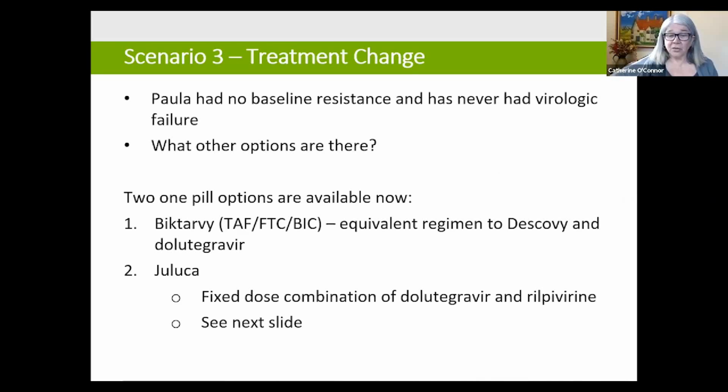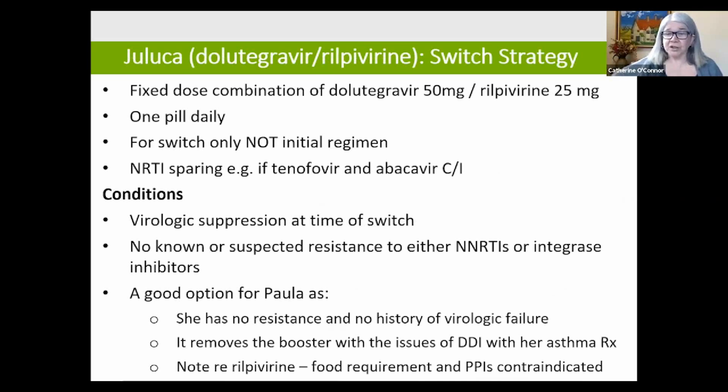And the other is Juluca, which is a combination of dolutegravir and rilpivirine. Now, we can use fixed dose dual strategies in some situations. We can use it as a switch when somebody is virologically suppressed, but we will never use it as first line in initial treatment. It's 1 pill daily. It's a switch, not initial treatment, and it is NRTI sparing. So we're not using any drugs such as tenofovir and abacavir, and this is important when these drugs are contraindicated.